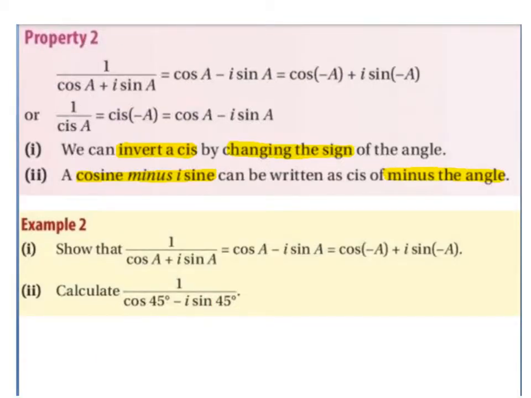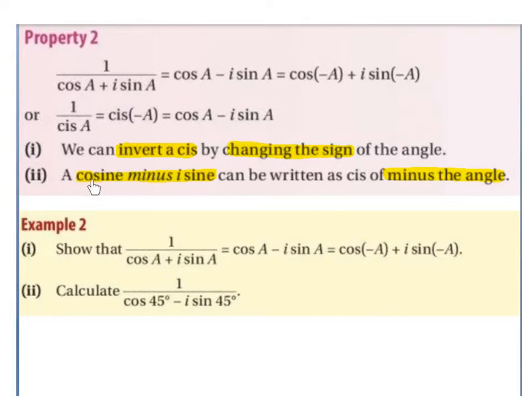Property 2. 1 divided by cos A plus i sine A is equal to cos A minus i sine A, which equals cos minus A plus i sine minus A. Or 1 over CiS A equals CiS minus A, which equals cos A minus i sine A. So to summarise that, we can invert a CiS by changing the sign of the angle. So to get the inverse of 1 over CiS A, we get rid of the 1 over and we just change the sign of the angle.